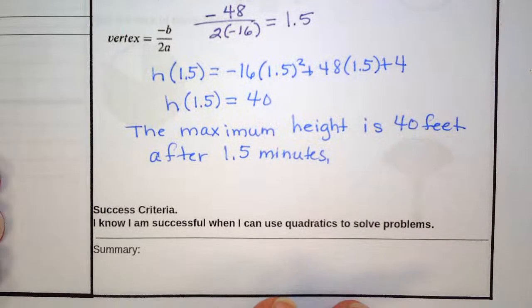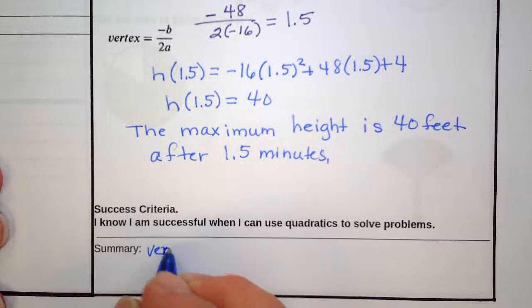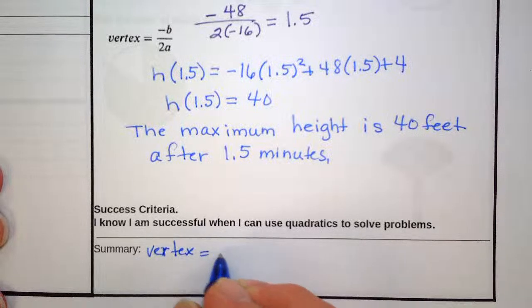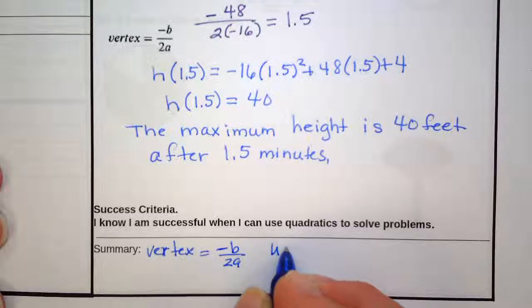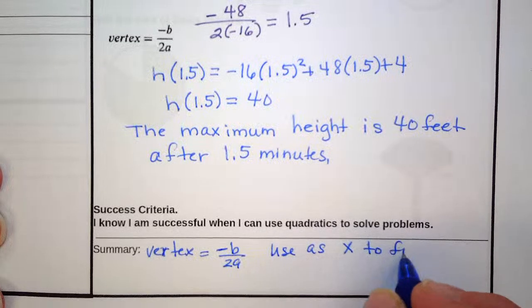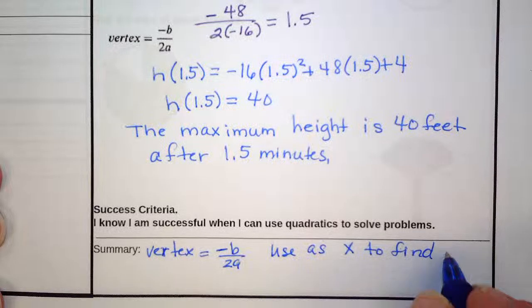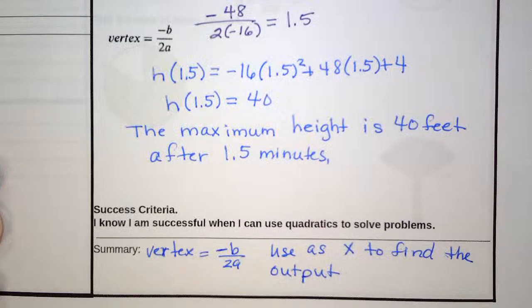So how do you know you're successful? When you can use quadratics to solve problems. So remember your vertex, when you're looking for the x value, you're going to take the opposite of b over 2a. Use that as x to find y, to find the output. Hopefully you understood what was going on. Once you get used to it, it's not a horribly difficult concept.